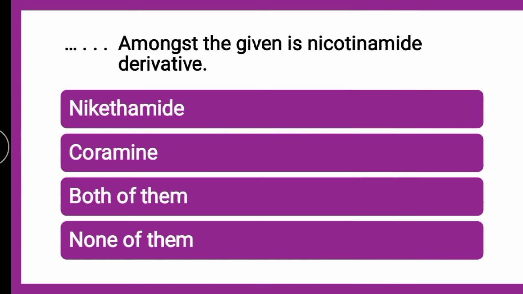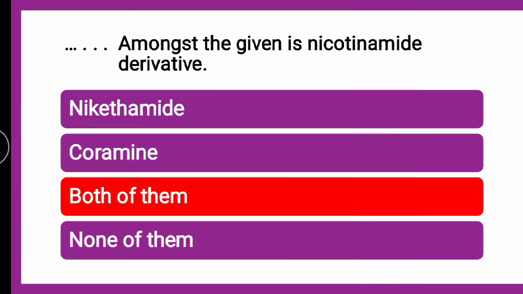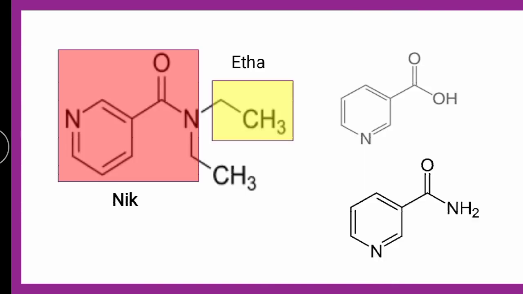Next question is, dash amongst the given is a nicotinamide derivative, whether it is nicotinamide, coramine, both of them or none of them. The correct answer is both of them, because nicotinamide is also known as coramine. If you look into the structure, nikethamide, which is coramine, this is nicotinic acid, this is nicotinamide. So this is a nicotinamide derivative.